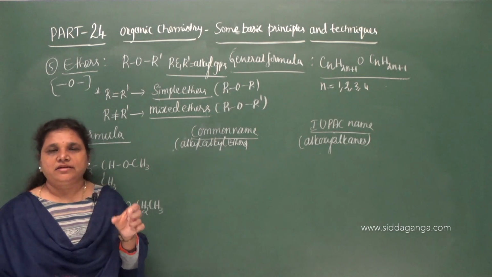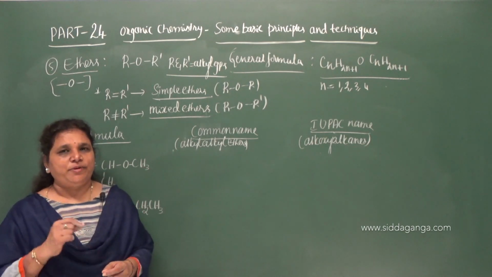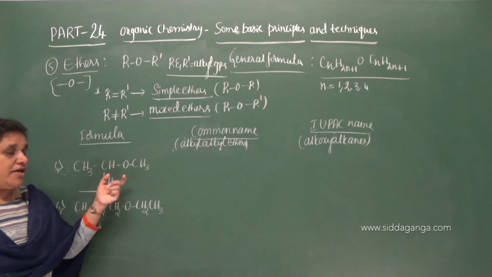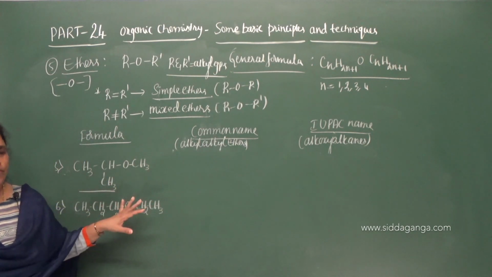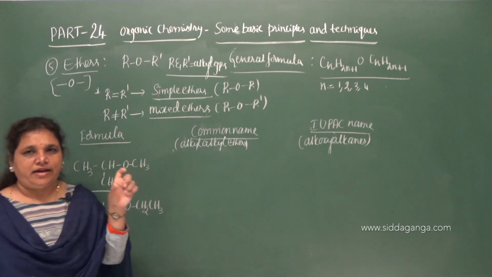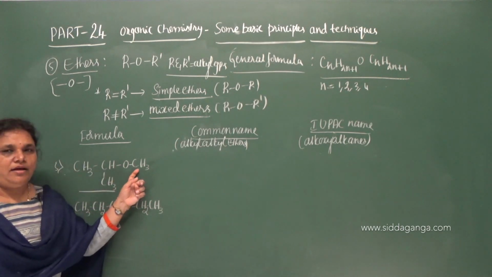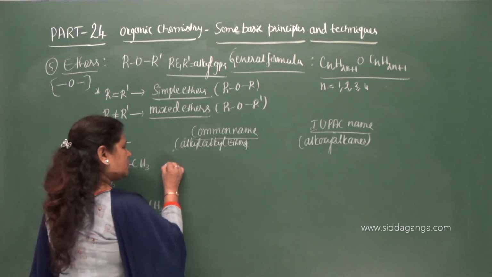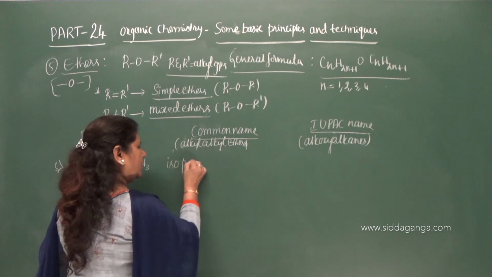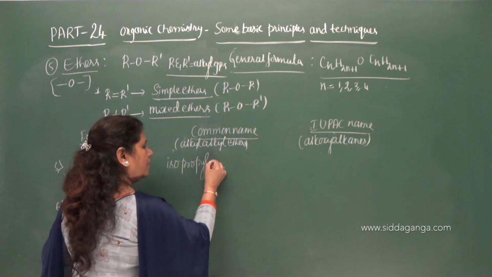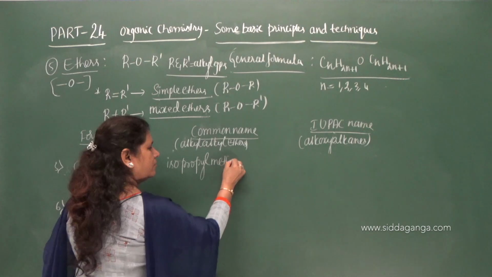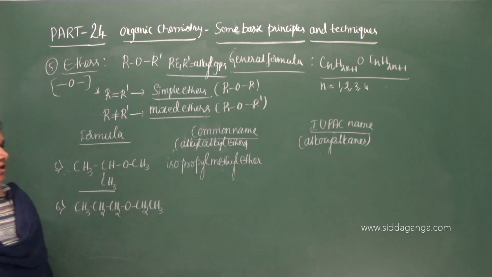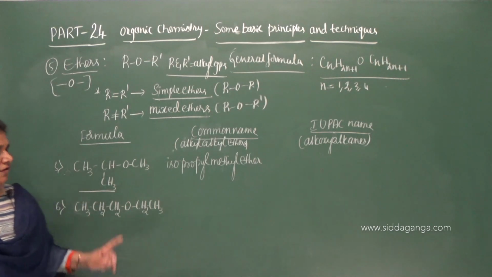When secondary and tertiary come, we cannot consider the first letter of the prefix for alphabetical order, but iso and neo we can consider. So iso starts with the letter I, and methyl starts with the letter M. So I comes first, therefore isopropyl methyl ether. Isopropyl methyl ether is the common name of this ether.